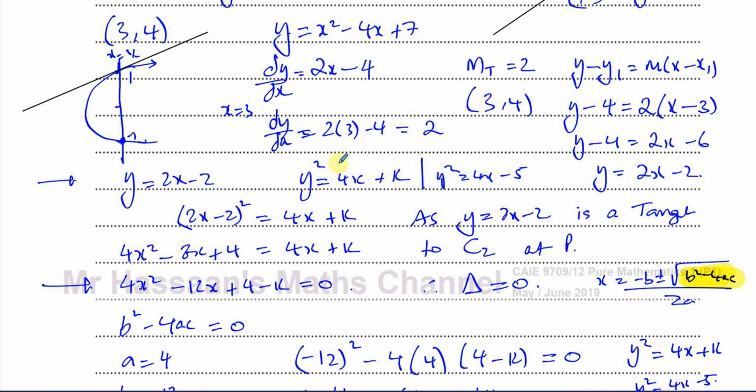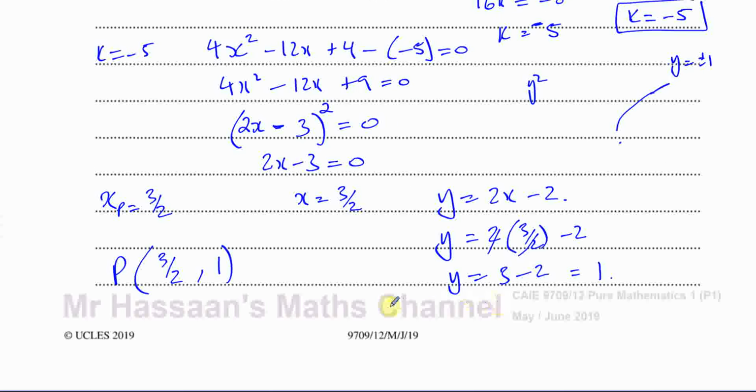This will tell us two places for y when x equals 3/2. We want to know what y is when x equals 3/2. Where does this line hit this curve? We can't be sure from this. It could be either of those two places. From this, we can be sure that when x equals 3/2, y is going to give you the correct value, which is 1. So the coordinates of P are 3/2 and 1.